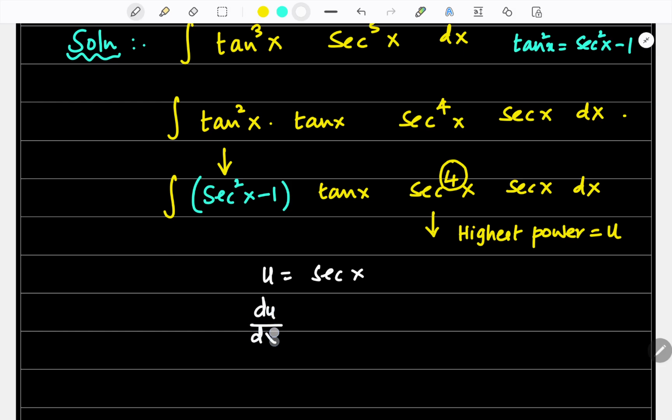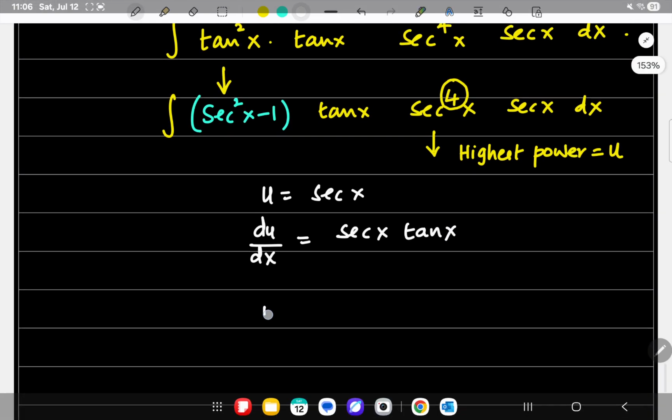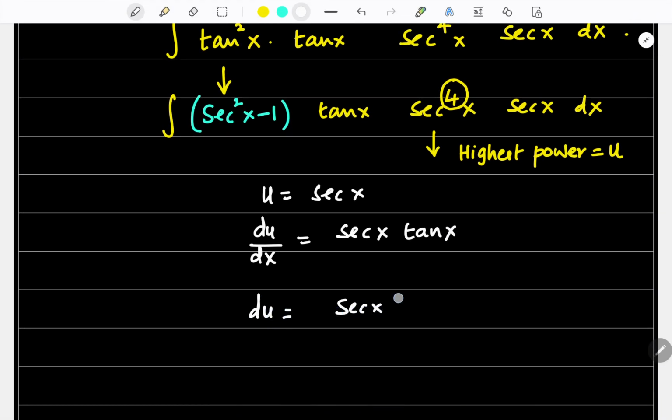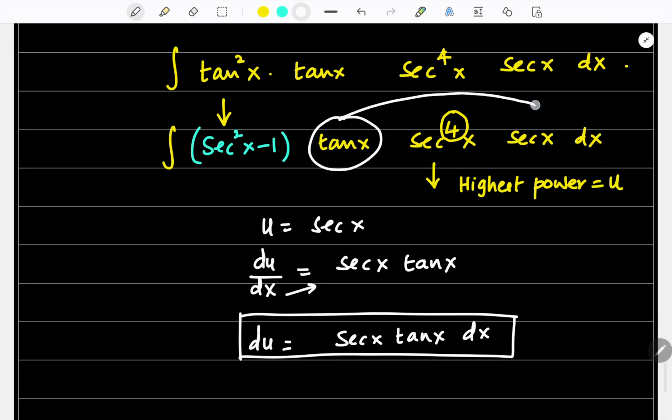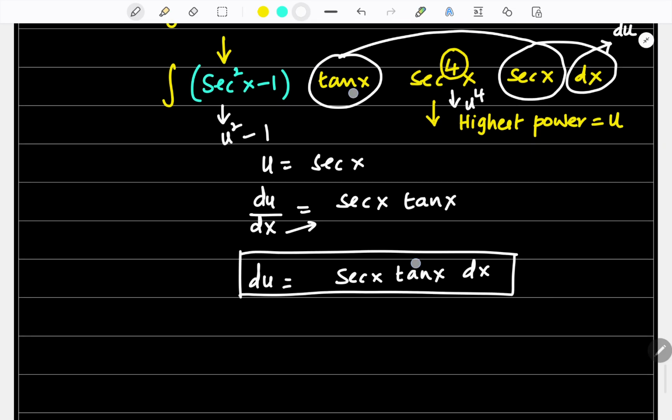Now du divided by dx. What is the derivative of secant⁵? Secant⁵ tan⁵. Now cross multiply. du is equal to secant⁵ tan⁵ dx. So look at the equation now. Tan⁵, secant⁵, dx. This will be what? du. Khalas. Okay, right. Now secant power 4, you take secant as what? u. So this will be u power 4. This will be what? u square minus 1. So the question is simplified in a beautiful way: u square minus 1, and this will be u power 4, and the next will be du.